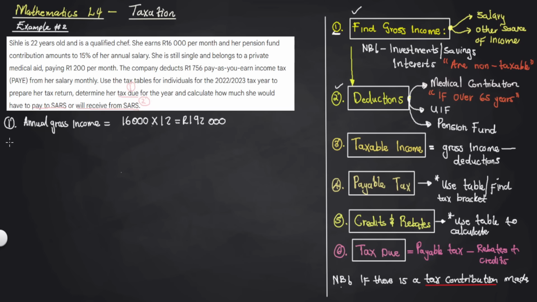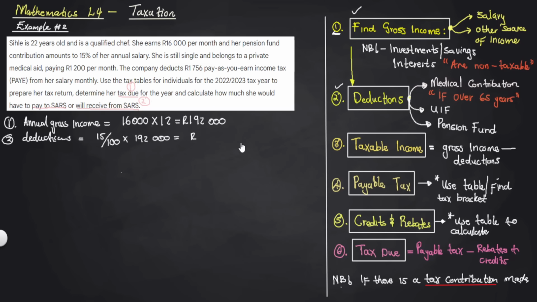Step number 2, let's calculate the deductions. Deductions are equal to, there's only one form of deduction that is made here. Pension fund, which is 15% of her annual salary. 15 over 100 times the annual salary, 192,000, is equal to 15 over 100 multiplied by 192,000.